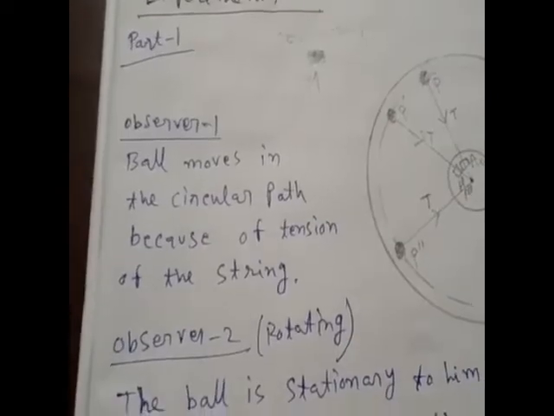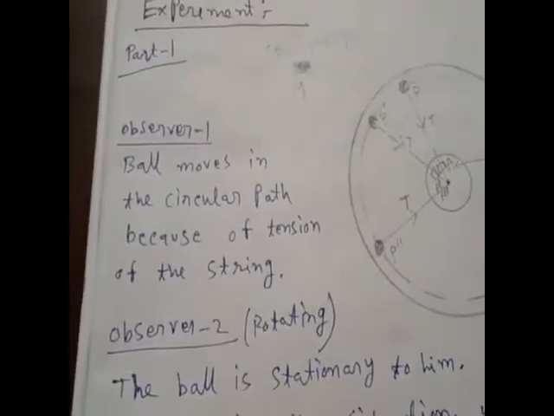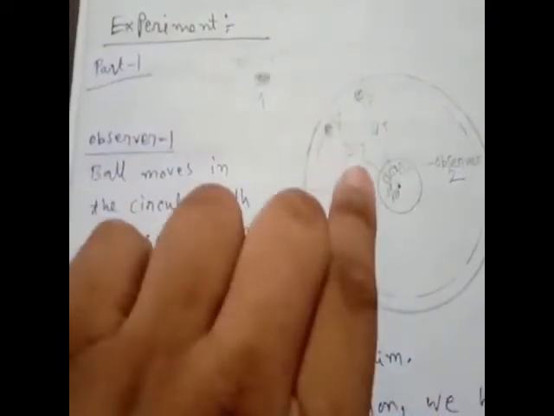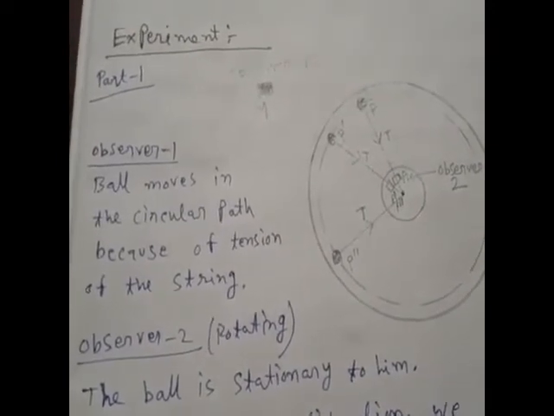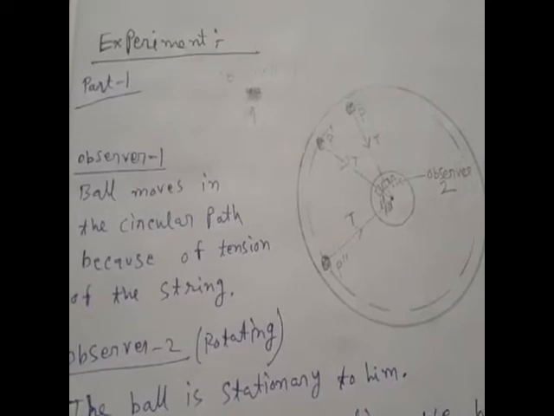Now how can we explain the observation of observer 1? It is very easy. The ball moves in a circular path because the tension of the string, which is towards the center of the merry-go-round, supplies the centripetal force of the circular motion.